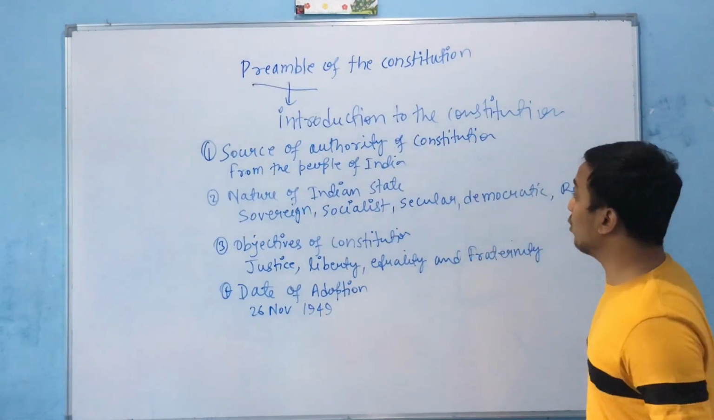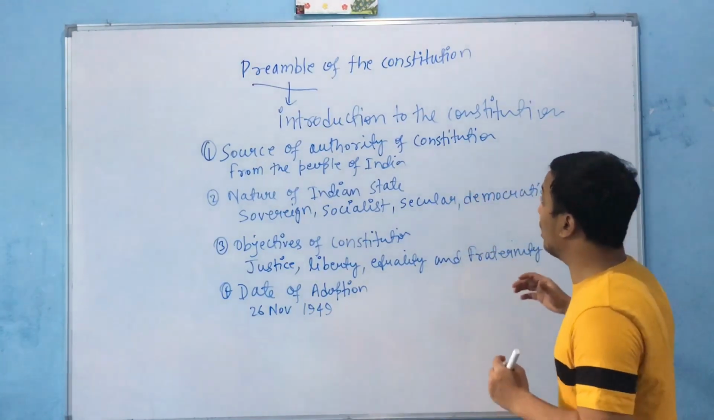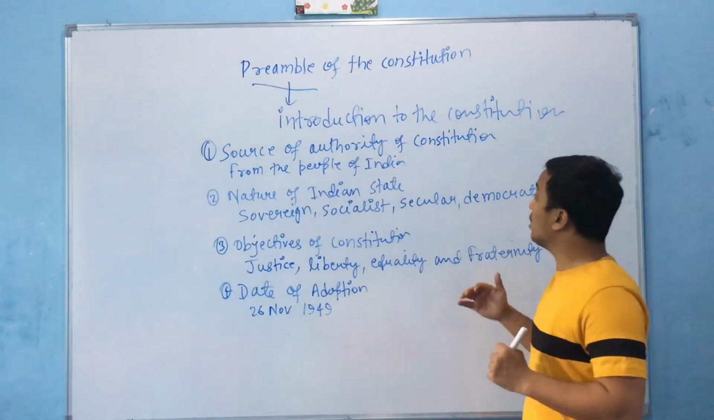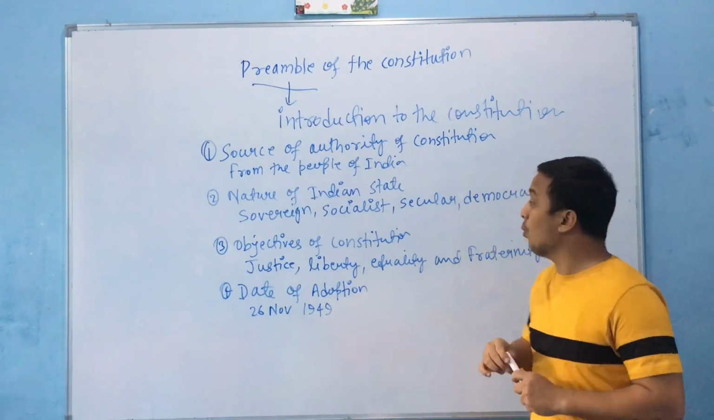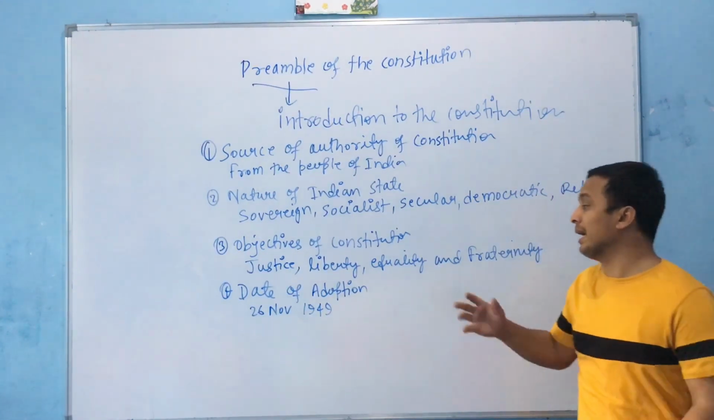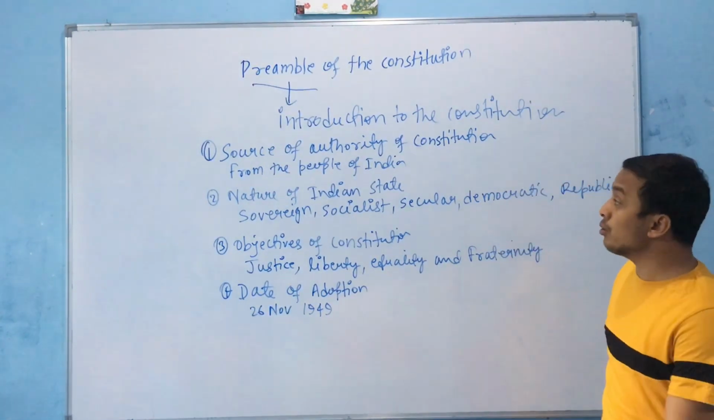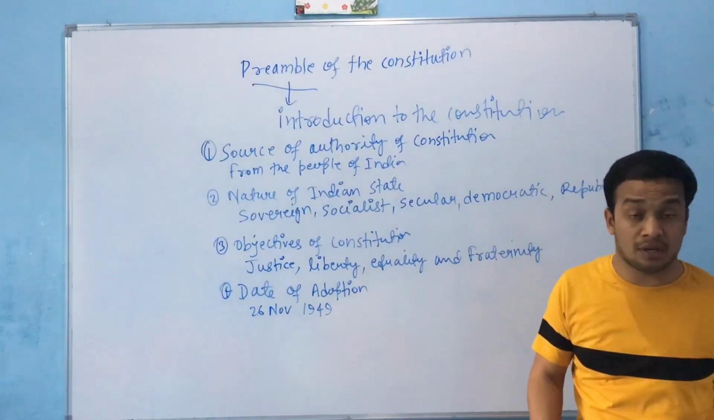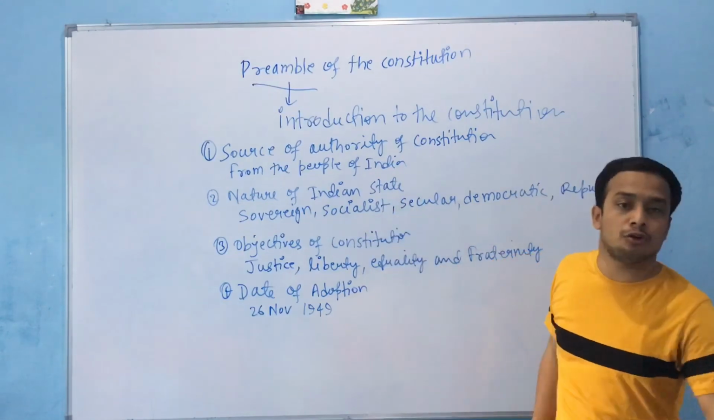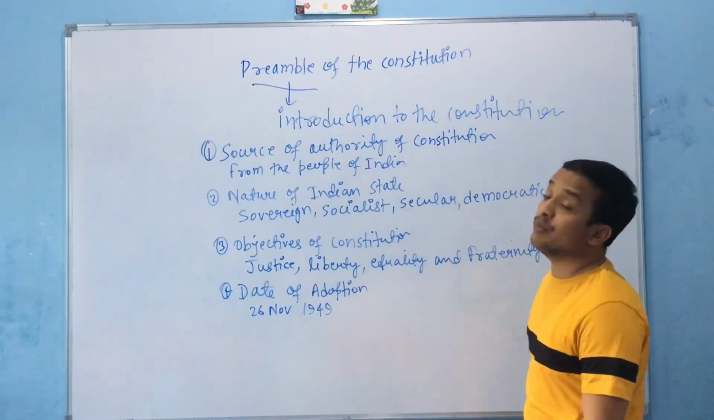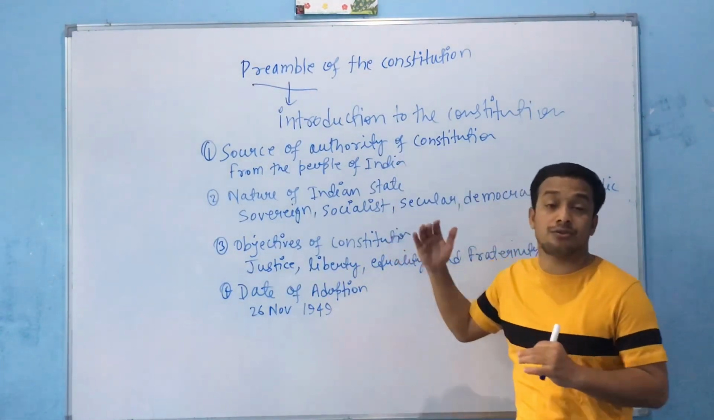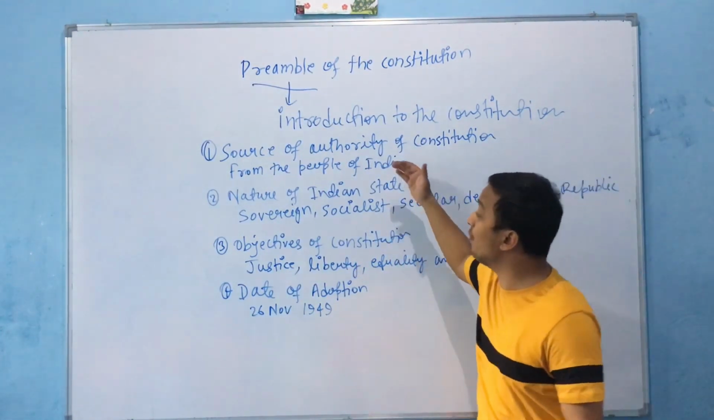Okay, next we are going to study about the preamble. इसमें हमें preamble का source of constitution क्या है, what is the nature of the Indian state, objective of the constitution and date of adoption. Okay, so source of authority of the constitution means हमें कहाँ से inspiration मिली constitution के लिए. So basically from the people of India. Okay, source of inspiration for the constitution is people of India.